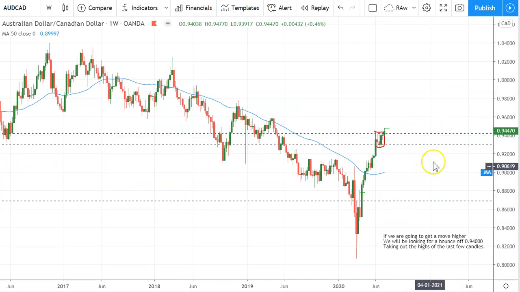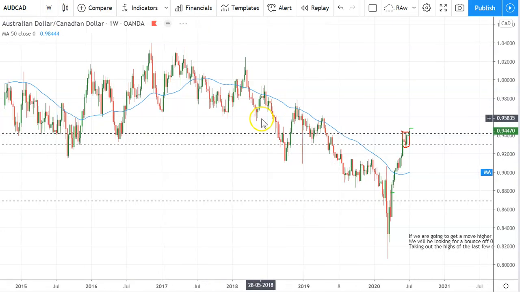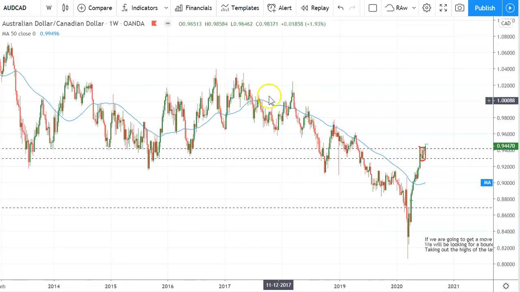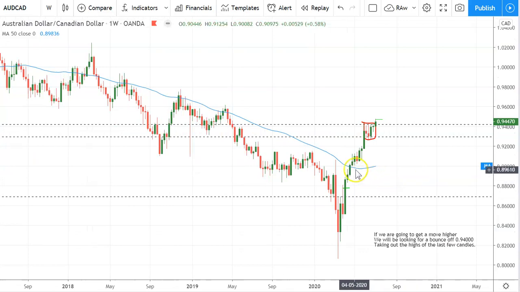Aussie Canadian dollar. Look, if we're going to go higher, you can see on this weekly chart that we've been in a downtrend. This is basically my baseline, and you can use anything you like. But now that it's crossed over there, it's suggesting technically to me that we could be seeing a move up. I think that this was the original trade that we got into.